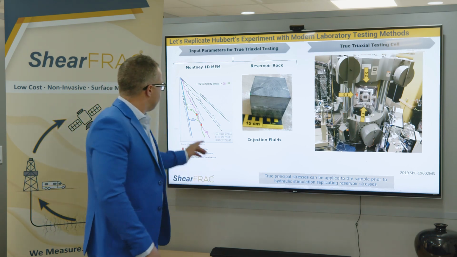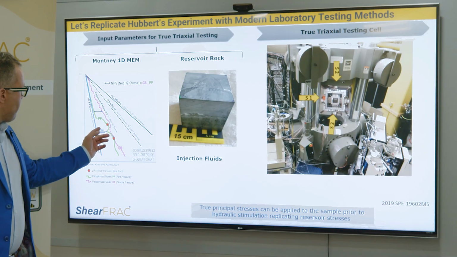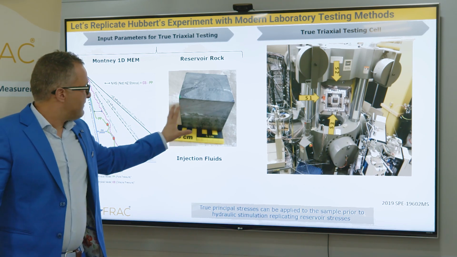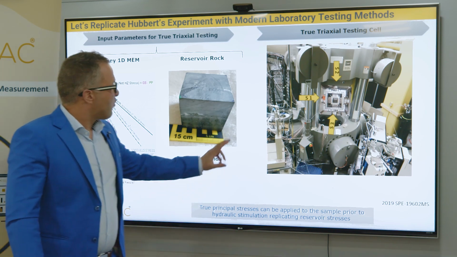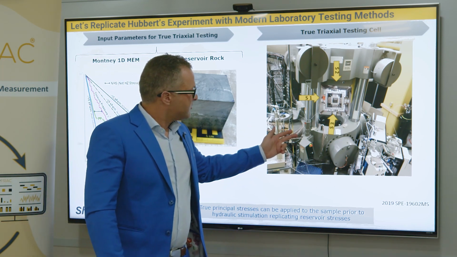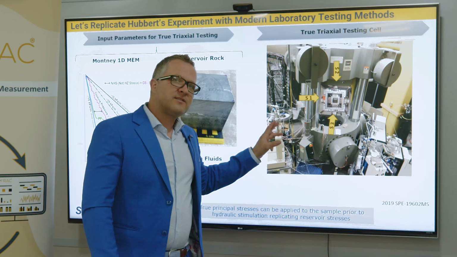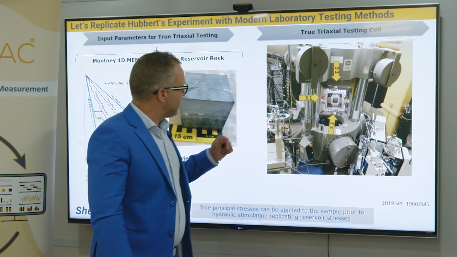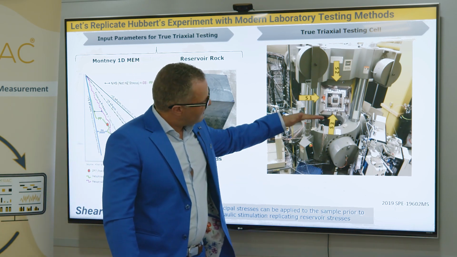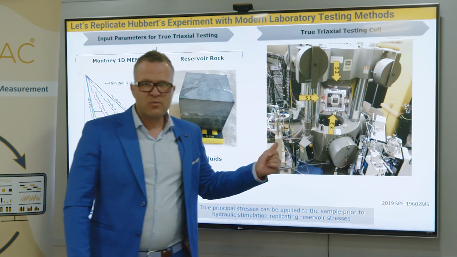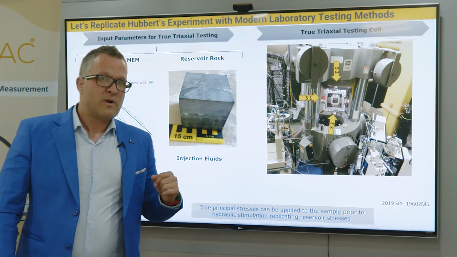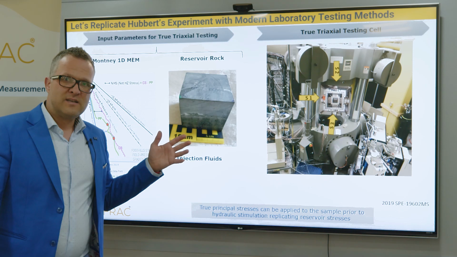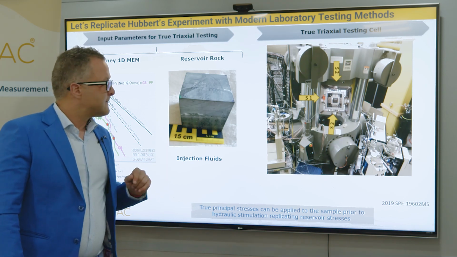Now, if we take our 1D mechanical earth model and we take real reservoir rock, which was collected by full diameter core, we're going to apply this to our true polyaxial system at the University of Toronto. This machine here, for scale, if I was to stand up here, I would be about this tall, and this machine, when procured, was $31 million, built in the late 90s. This was done for seismicity, tremors, earthquake, and volcanology.